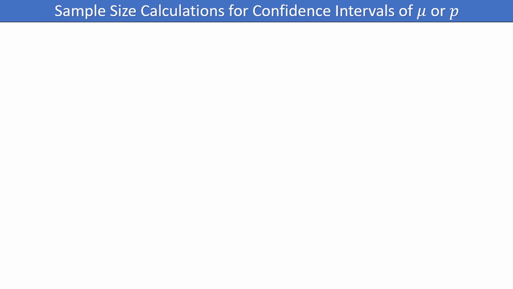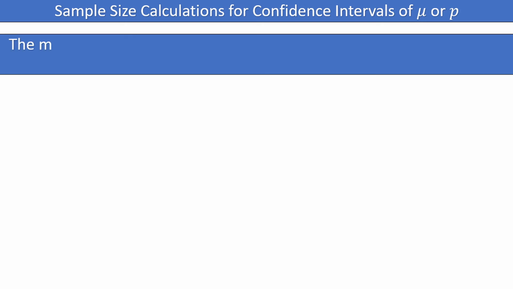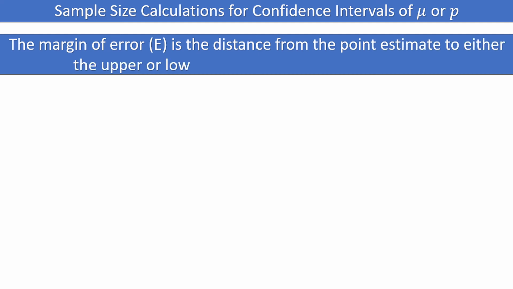Welcome, my friends! In this video, we will discuss how to determine an appropriate sample size for confidence intervals of the population mean and population proportion. Recall that the margin of error for confidence intervals is the distance from the point estimate to either the upper or lower bound of the confidence interval.